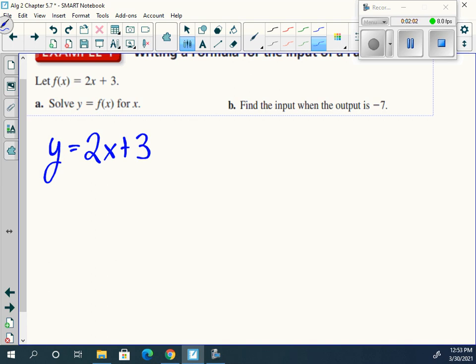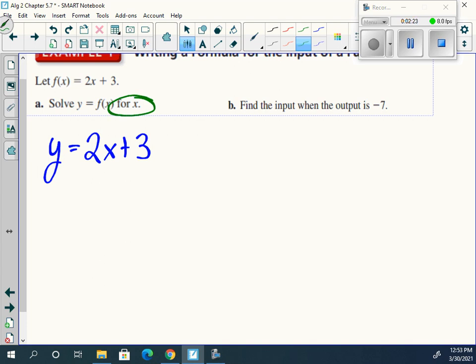So y equals 2x plus 3, because that's all it's saying, y equals f of x. So y is f of x. So we can really rewrite it. Instead of having f of x, we have y. And what we want to do is solve it for x. We want to get x by itself.